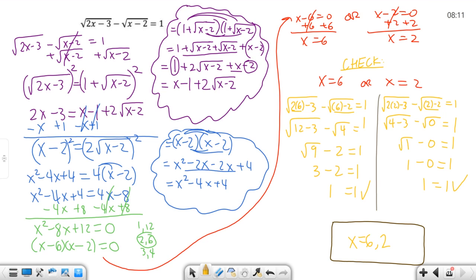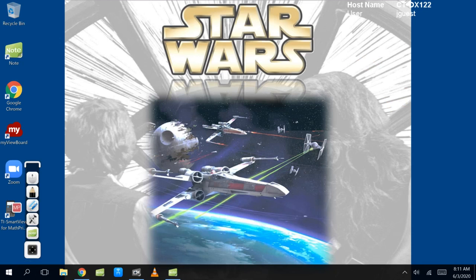All right, so we found two answers, and this time both of them work. Now, I don't want you to think that if you square both sides they either both work or both don't work. It's just the way the examples that I chose worked out. You could have gotten one that worked and one that didn't, or both that did or both that didn't on any of these problems. All right, I hope this helps as you solve with radicals involved.